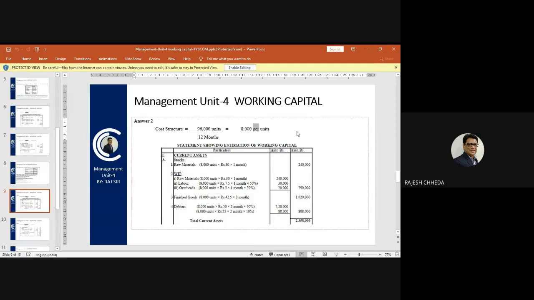In this question, three types of stocks you are calculating first: raw material, WIP, and finished goods. So raw material, 8,000 into 30 into 1 month, because the question says that raw material stock needs to be carried for 1 month, and the table says that raw material cost per unit is rupees 30. So 8,000 you have calculated per month, 8,000 into 30 into 1 month, the answer is 2,40,000. Followed?